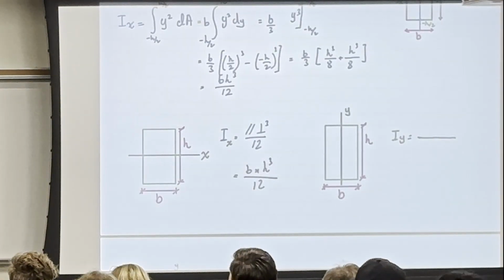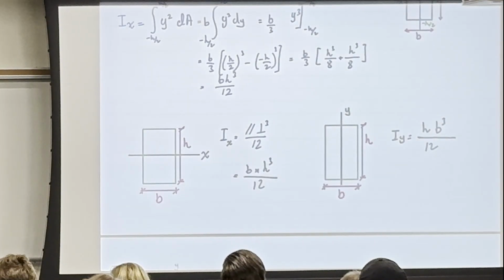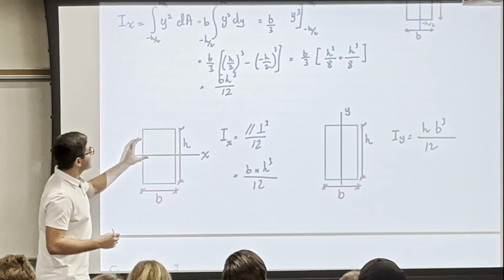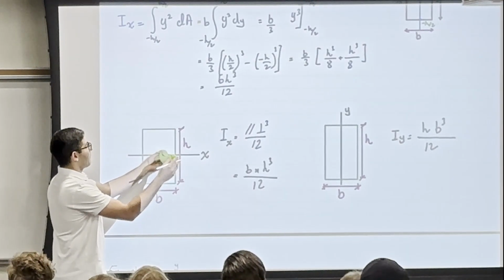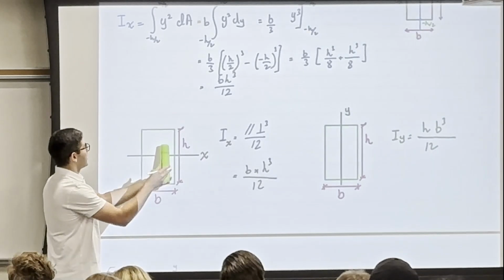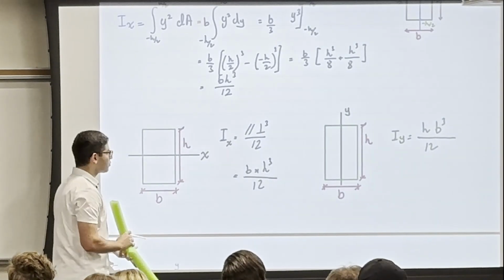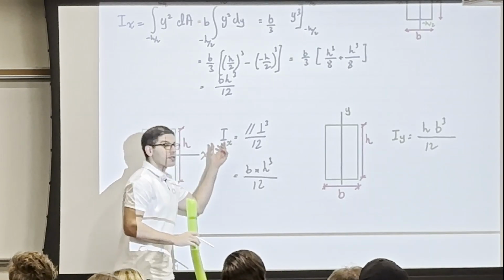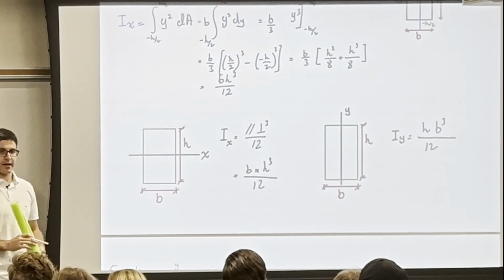So what is parallel here to y? h. What is perpendicular to y? b cubed over 12. Okay? So what does the equation tell me? It tells me if this shape is going to bend about the x-axis, so this is a cross-section, this is the resistance of this shape to that bending, which also tells you, the higher the I, the more resistance you're going to get.